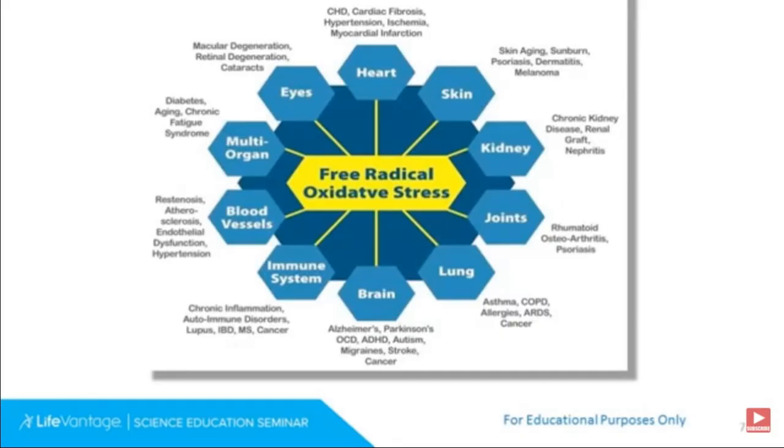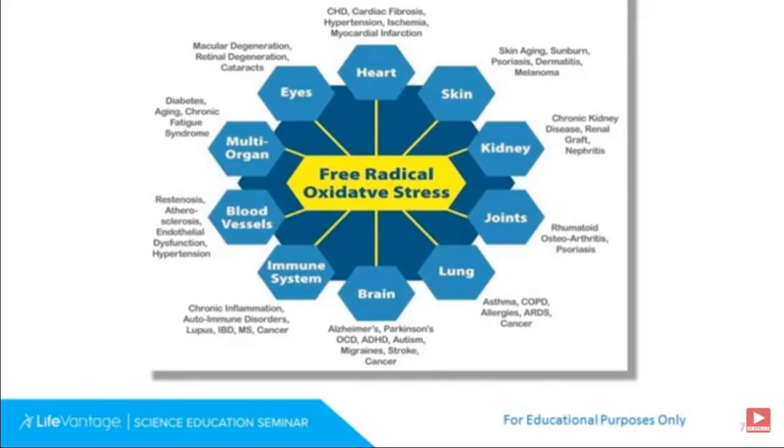Oxidative stress leads to Alzheimer's, Parkinson's, ADHD, autism, migraines, stroke, cancer. In the immune system, chronic inflammatory conditions like rheumatoid arthritis, lupus, inflammatory bowel disease like ulcerative colitis and Crohn's, different types of cancer, multiple sclerosis. In the blood vessels, hardening of the arteries, atherosclerosis, endothelial dysfunction, which is the first thing that happens in the blood vessel as you start to develop disease in your arteries.